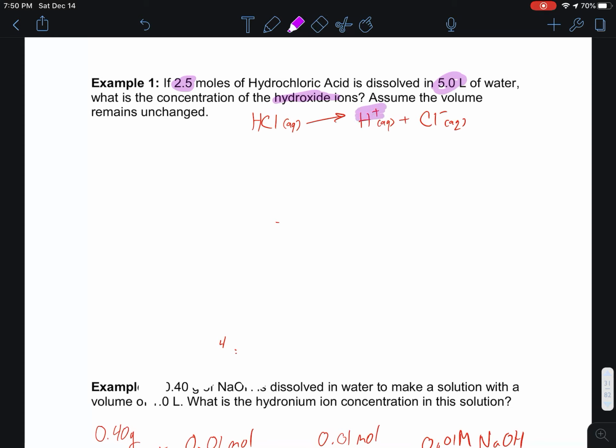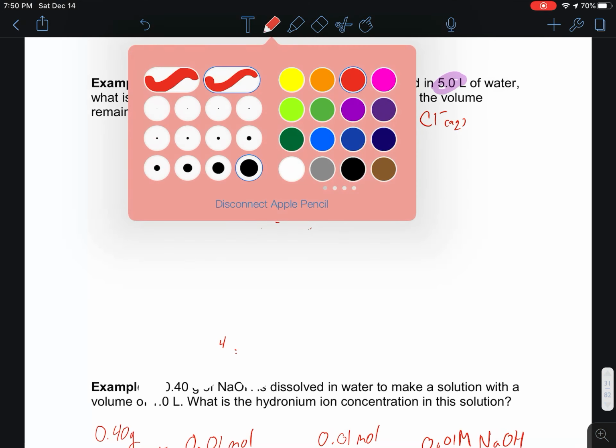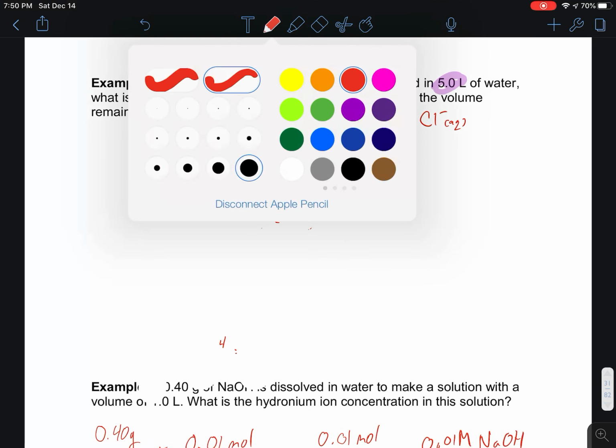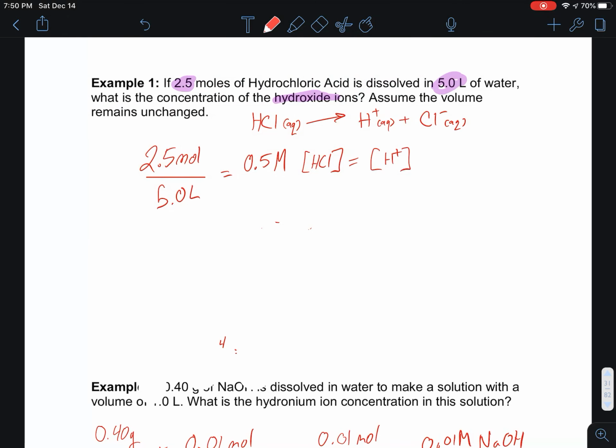So here's our reaction. Hydrochloric acid, we need to remind ourselves exactly how many hydrogens or hydroniums we're going to get for every hydrochloric acid, especially if it's reacting with water. And then we take the 2.5 moles and we divide that into the volume, and that will be our concentration of HCl. And by the reaction we just wrote out, this HCl gives us 1 hydronium. This amount of HCl must be equal to the amount of hydronium or protons.